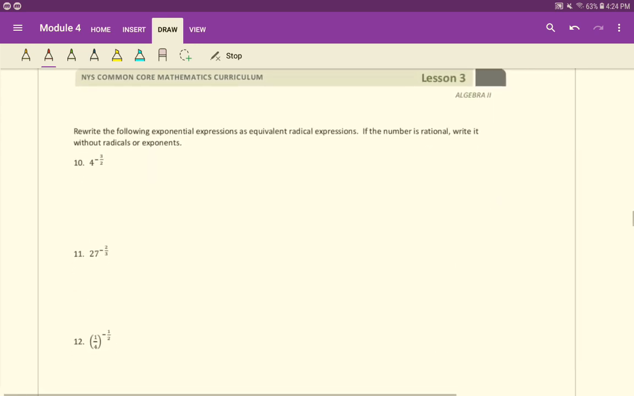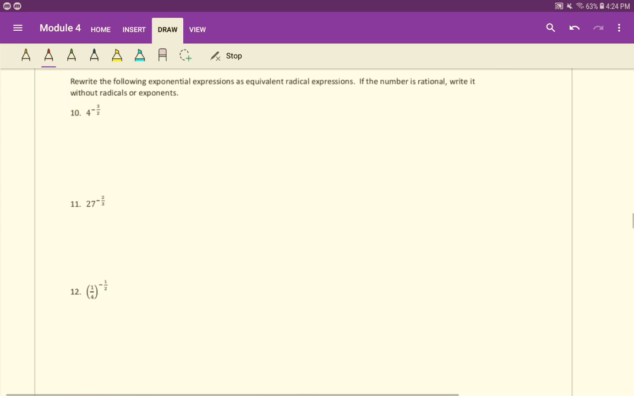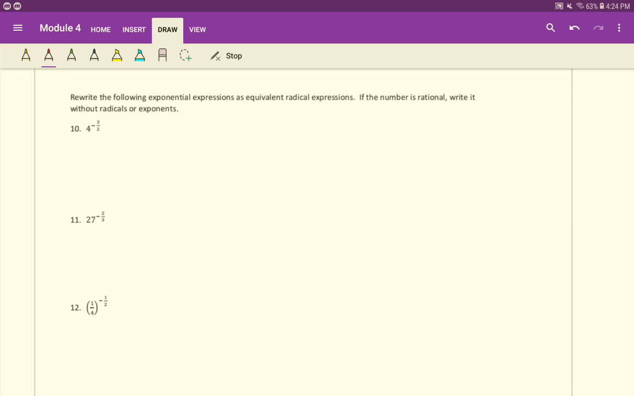Okay, and now we're going to rewrite the exponential expressions as equivalent radical expressions. Similar kind of thing, we just have negative powers here. So I'll show you one, and then I'll have you guys try the next couple.